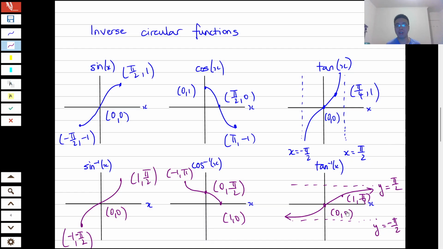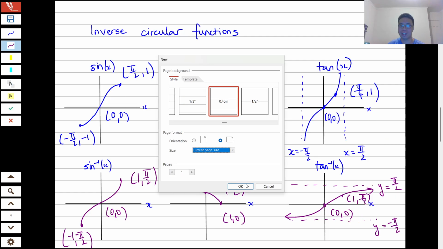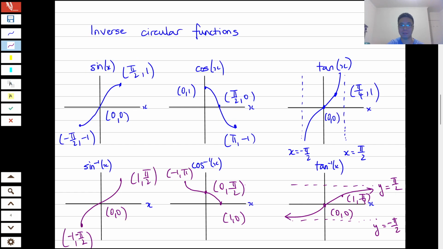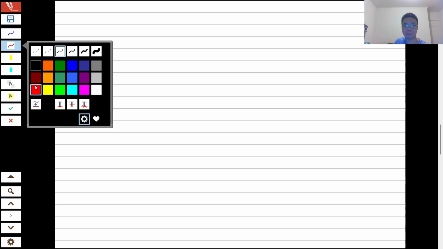Now, do you need to know these graphs? No. However, you do need to know the following facts, which I will state on the next page separately. Okay, so here's what I want you to know.